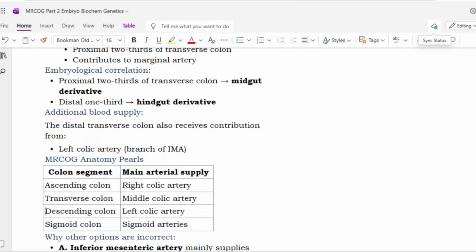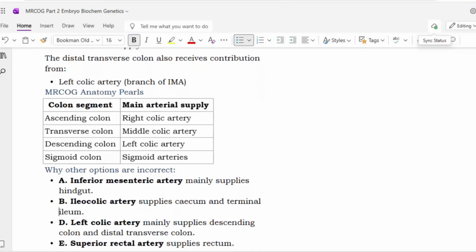So colon segment: ascending colon, right colic artery. Transverse colon, middle colic artery. Descending colon, left colic artery. Sigmoid colon, sigmoid arteries.